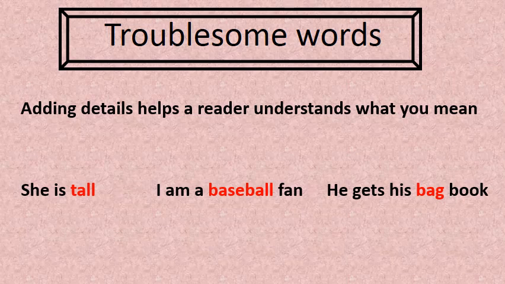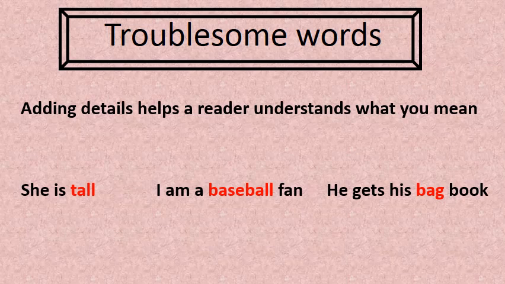Next one, he gets his bag book. If we hide the word bag, he gets his book. What books? What is he talking about? Phonics book or math book? No, he's talking about the bag. So without adding bag, we didn't understand. Maybe he's talking about bringing a book or bringing a bag. We don't understand. So, when we add this detail, bag, it helps us to understand what the speaker really means. So, this is the troublesome word.